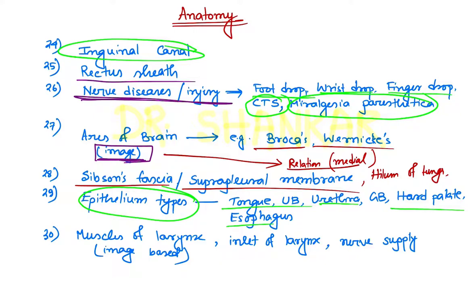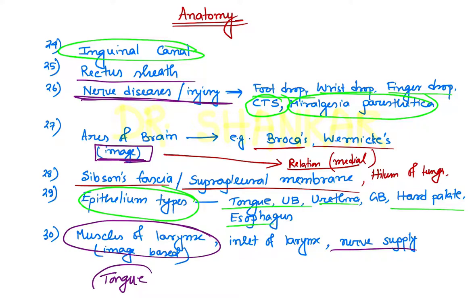Then larynx is also an important topic, like muscles of larynx, safety muscles of larynx, abductor, adductor, tensor of the vocal cord, relaxer of the vocal cord, then inlet of larynx, vestibule of larynx, saccule of larynx. So these things are important. Also nerve supply of larynx, both sensory supply and motor supply, is very important. Also, not only muscles of larynx, muscles of the tongue are also important, and especially tongue development is very important along with nerve supply.